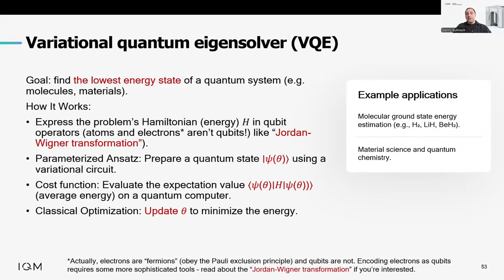The way it works is that we express the problem's Hamiltonian energy in qubit operators. It turns out that there's some subtleties here because atoms and electrons aren't qubits, so we have to figure out how to encode that into, sorry, one moment. Let me fix that up for a second there.